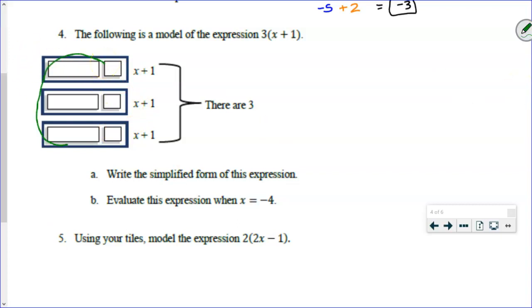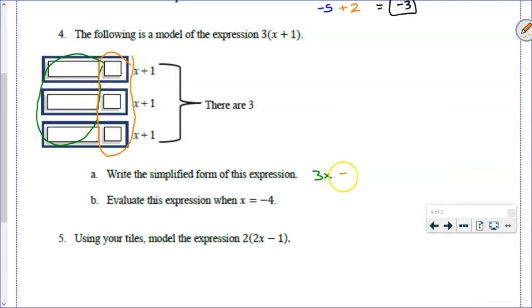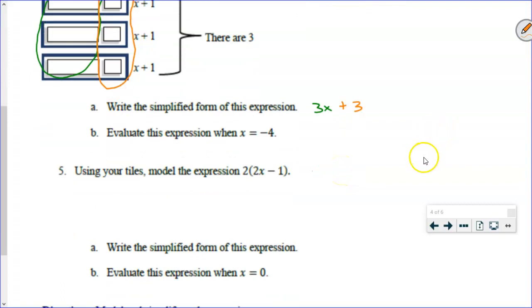We're going to look across the groups and see that there are 3 x tiles, and across the groups seeing that there are 3 unit tiles. So the simplified form is 3x plus 3. So when it's time to evaluate the expression when x is equal to -4, I'm substituting in this value of -4.